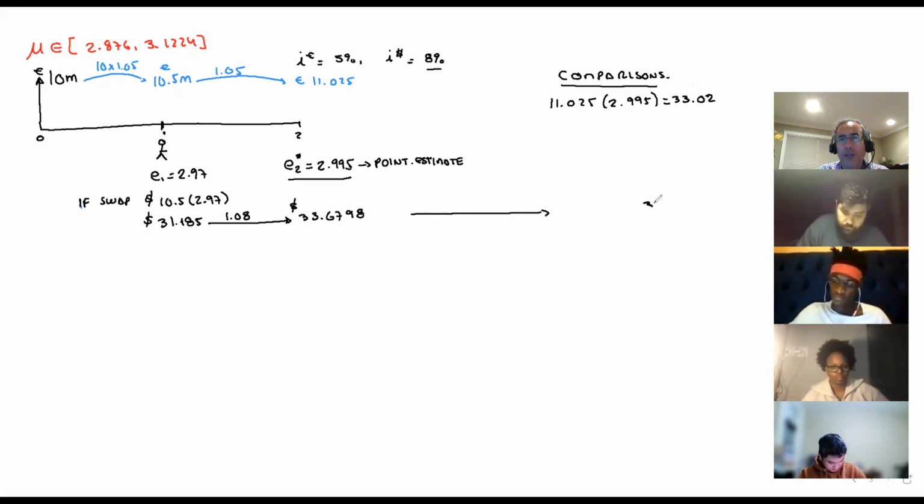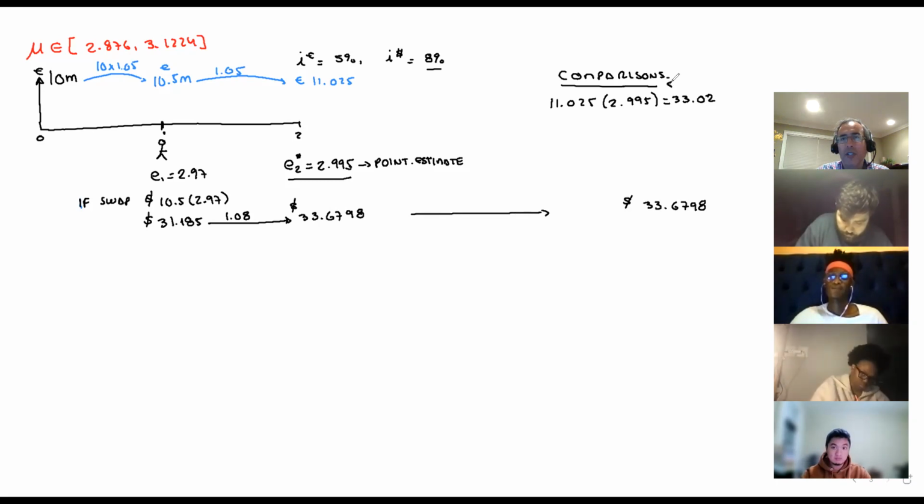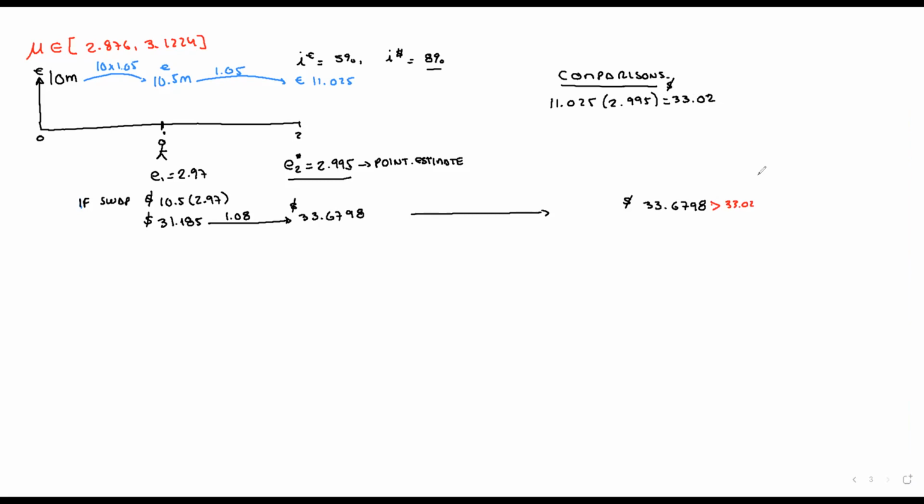that is 33.6798. Which one costs more? So this is dollars, this is dollars. Which one costs more money? The bottom one, the swap. So basically, as long as this number here is smaller than 33.6798, what is your conclusion? Do not swap. Just keep it in euros. Do you agree?